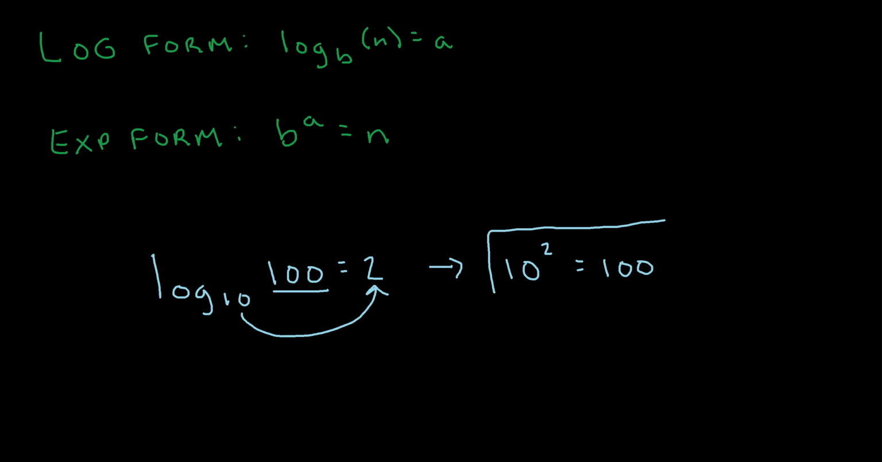This is exponential form. And if we do this correctly, whatever we end up with should be a true statement. So 10 squared is equal to 100. That is true. 10 times 10 is equal to 100. So that's how we can verify that we wrote it correctly in exponential form.